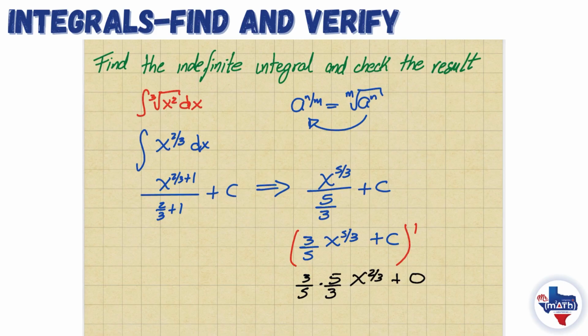What happens here? This 3 and 3 cancel out, the 5 and the 5 cancel out. So we'll have just x to the 2/3, which is the cubic root of x squared, which is our original function.